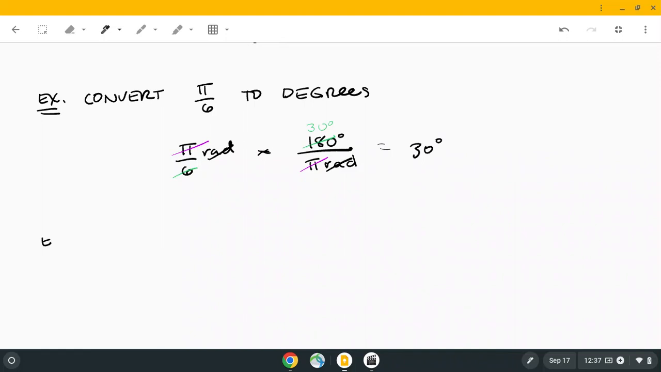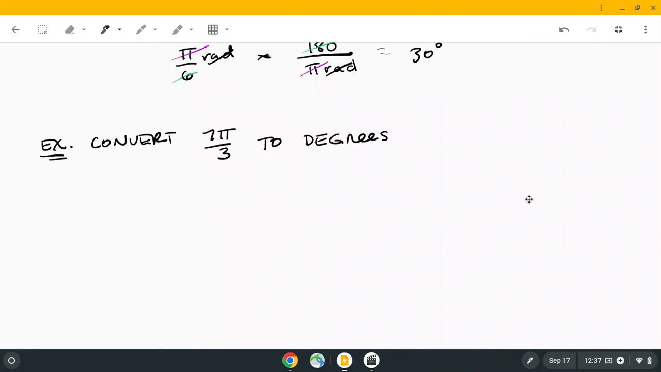All right, let's take a look at this next one. Let's convert 7 pi over 3 to degrees. Okay. All right, so 7 pi over 3. They don't have radians, but I'm going to go ahead and put it there. And so we want to cancel out the radians. So radians will go down here while the 180 will go up above.